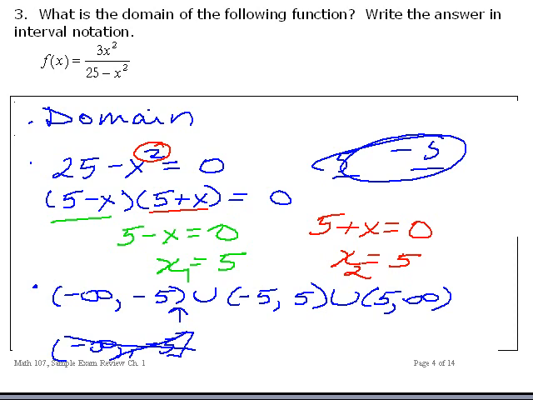So there's two times you use the parentheses. One is if you don't want to include the endpoint of the interval, and the other is by plus or minus infinity. You can't include them because they don't really exist. So you use the parentheses there.